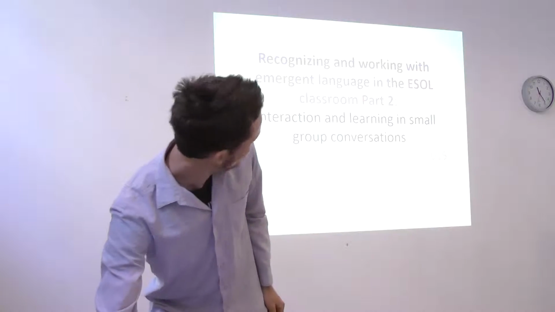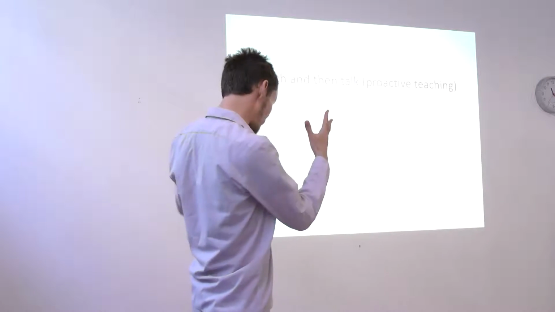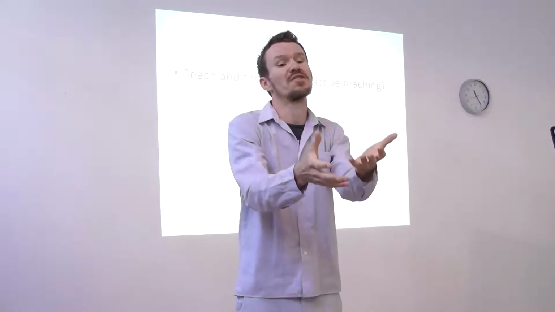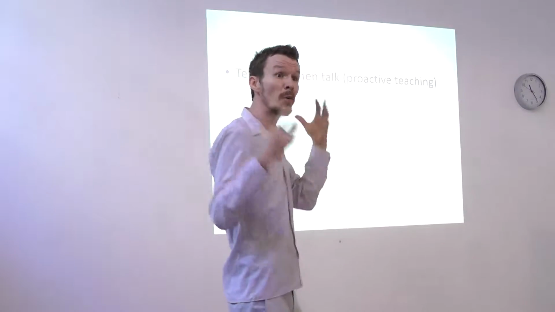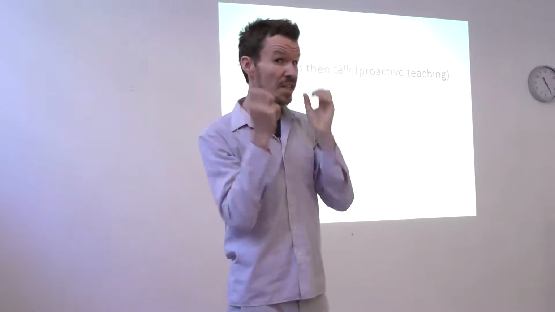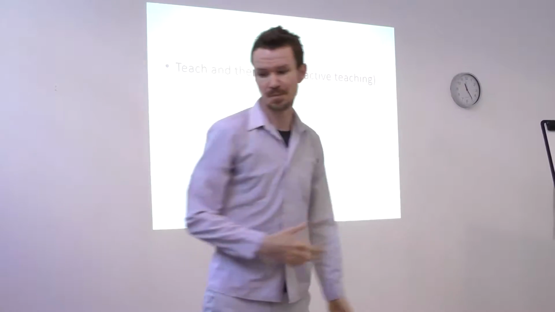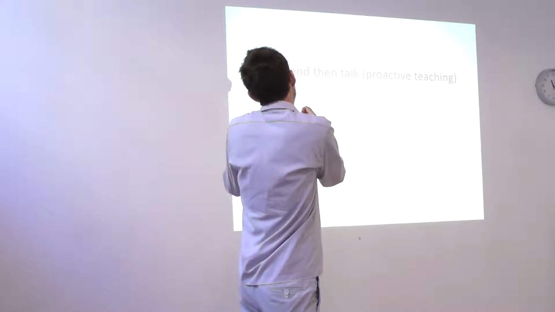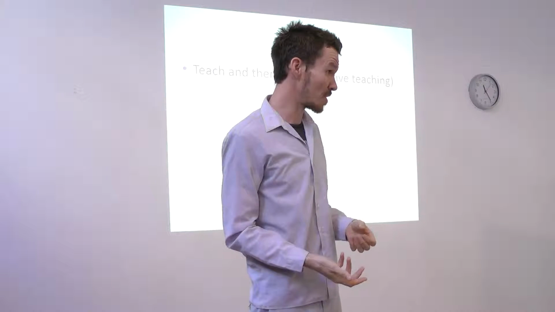So, a more traditional way of teaching English is to teach some grammar points, teach vocabulary, and then give students an opportunity to talk and practice these grammar points and this vocabulary. This is like proactive teaching. You go into the class with an idea of what you're going to teach, you teach it, and then the students have a go at trying to use this language. There's been a lot of criticism about this method of teaching, that what you teach the students they find very difficult to actually use in a real-time conversation.